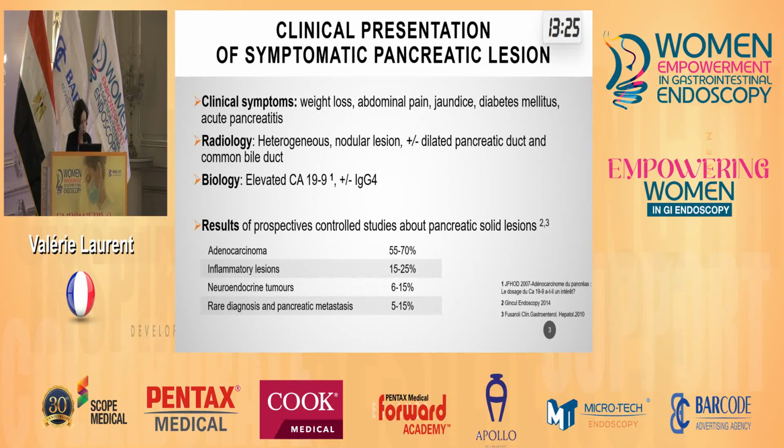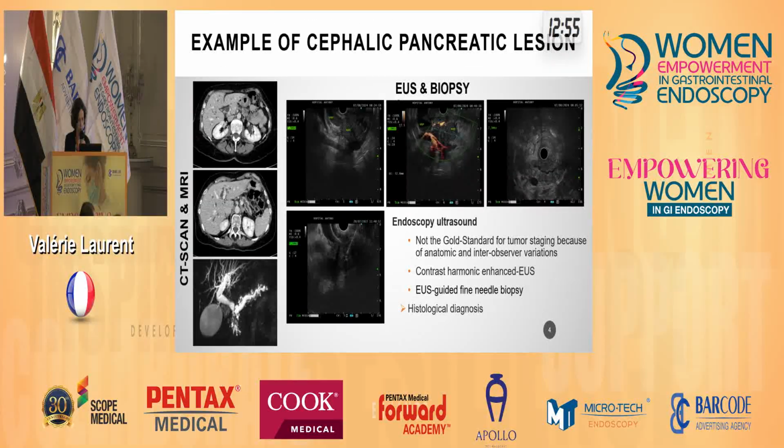In blood, we may have an elevated CA19-9 and IgG4, but we have to keep in mind they are not perfectly reliable tests. Discovering a solid lesion does not necessarily mean adenocarcinoma. In several studies, it has been shown the solid lesion will be an adenocarcinoma in 55 to 70% of cases. In 1/3 of cases, it would be something else: an inflammatory lesion, a neuroendocrine tumor, or maybe a metastasis.